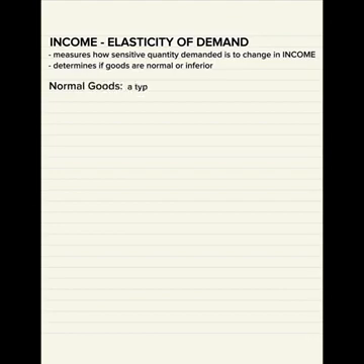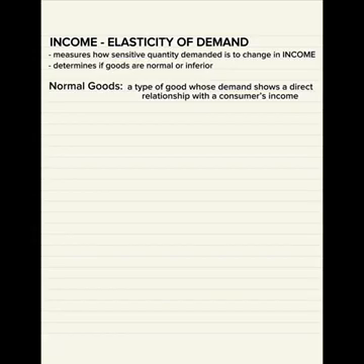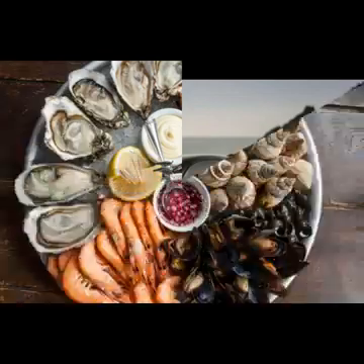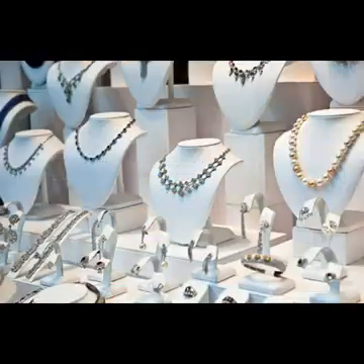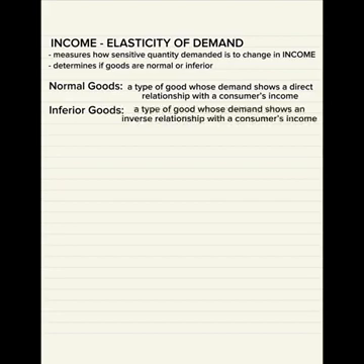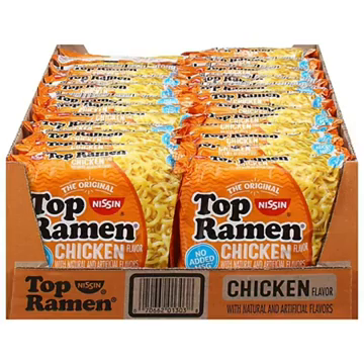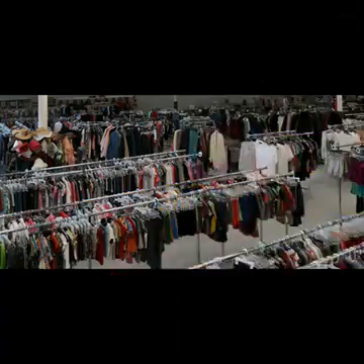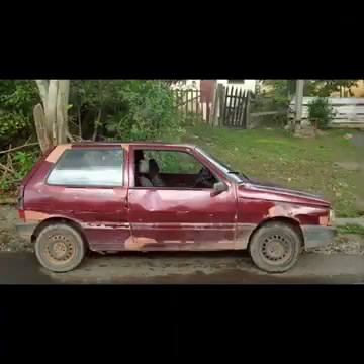Normal goods are a type of good whose demand shows a direct relationship with a consumer's income. Some examples of these include luxury cars, seafood, or jewelry. On the other hand, inferior goods are a type of good whose demand shows an inverse relationship with a consumer's income. Some examples of these include top ramen, used clothes, or used cars.